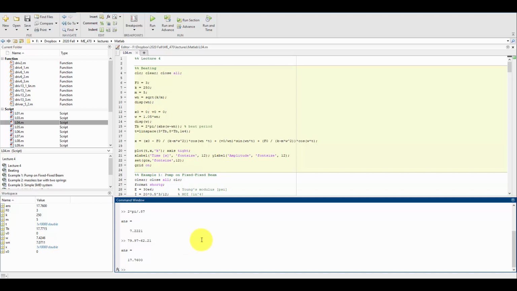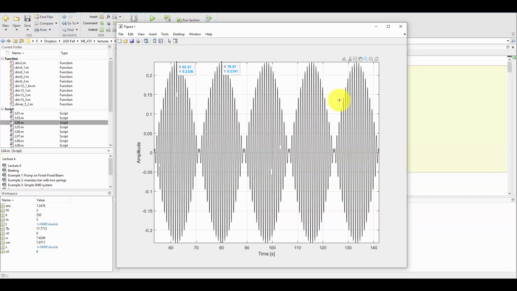But just to check the frequency, 2 pi over 17.8, we get 0.35. Again, that was the beat frequency that we calculated. That was the difference between the natural frequency and the driving frequency. And just to check on the other frequency, it is close to the average between our natural frequency and the driving frequency. It's not quite there, but it's close to that average. So in this example, those are the two frequencies that we're observing these oscillations at. Now, we won't always have beating in our system, but we do want to be aware of this phenomenon when we do.